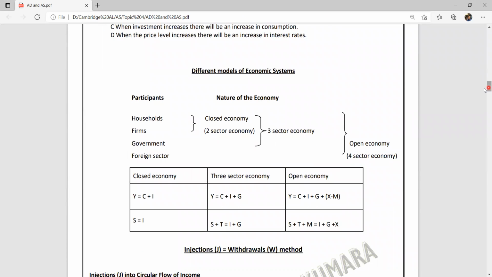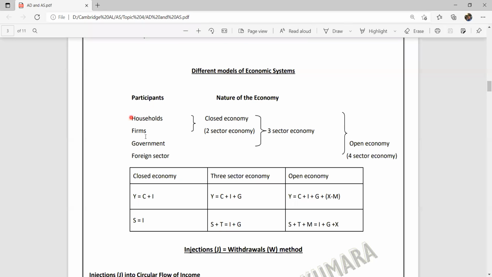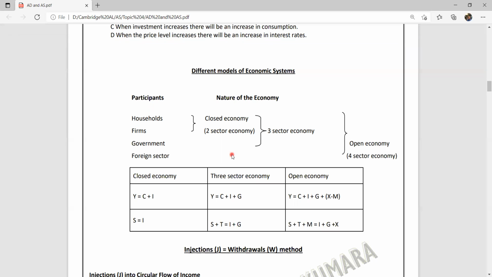Meanwhile, we concentrate on different models of economic systems. Actually, these are not real economic systems, not like the economic systems we studied, like market or command economy. This is a particular model we build for the purpose of analyzing theory.